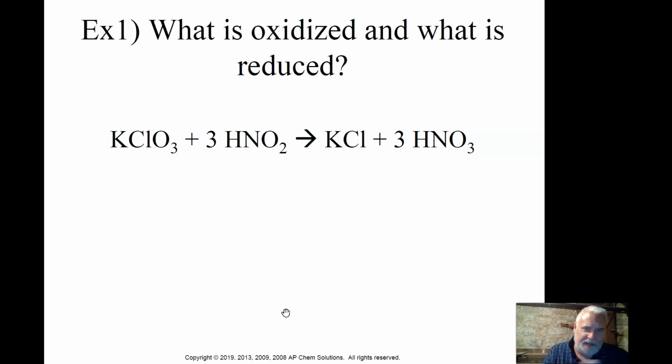Left to right, assign oxidation numbers to all of these elements. See how you can do.